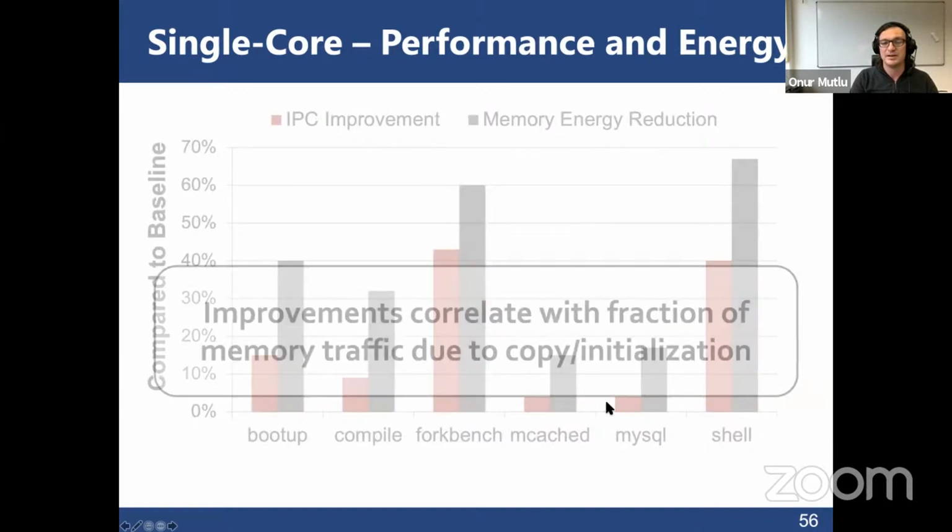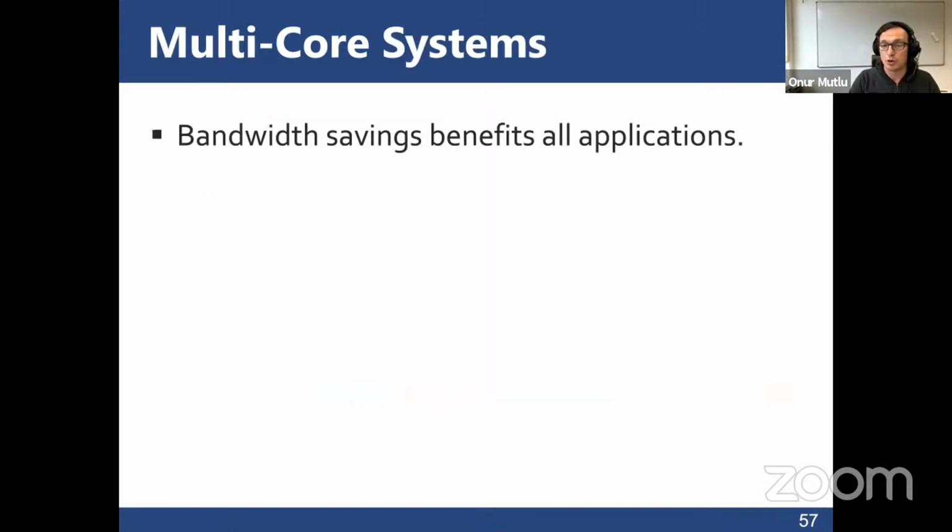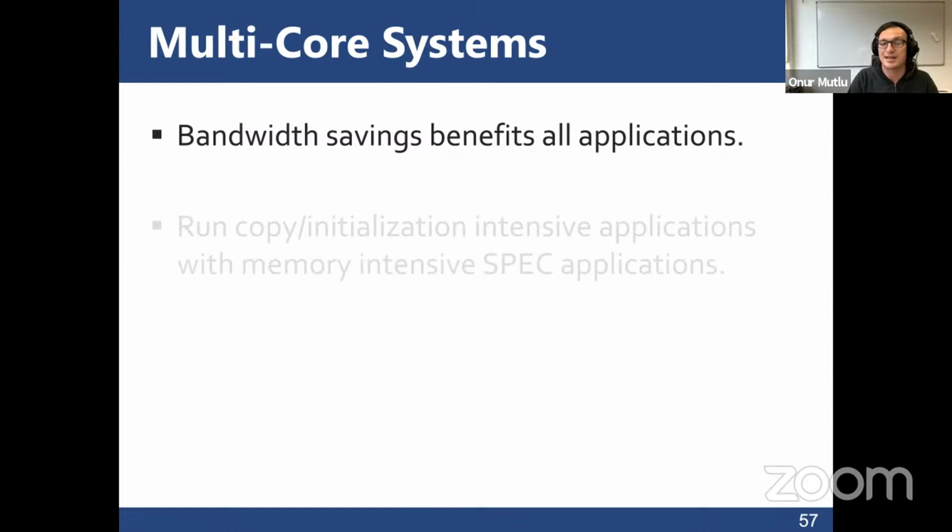Okay, on multi-core systems the problem becomes even more important, because whenever you do the copy inside the memory, you're saving bandwidth on the memory bus. So another application can now access the memory bus, whereas it couldn't have before, right? Because it would have been delayed by some application doing initialization or copying. So bandwidth savings on the memory bus benefit all applications. And the paper's results show that actually.